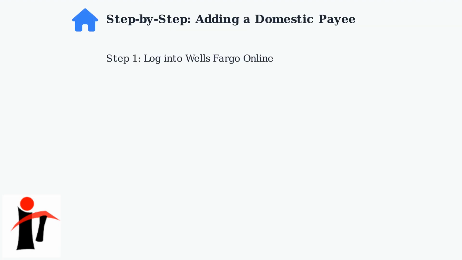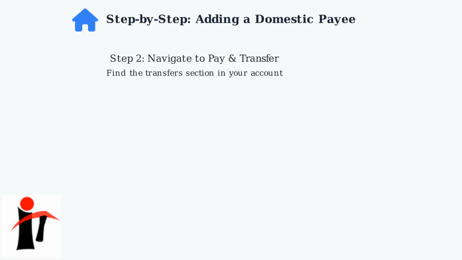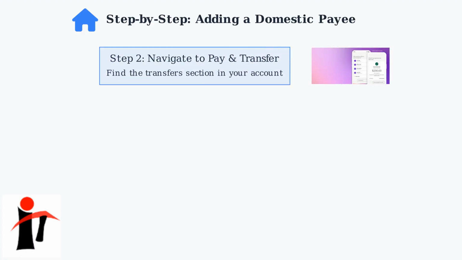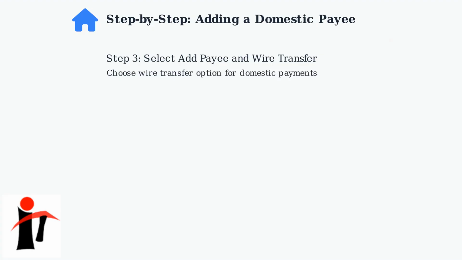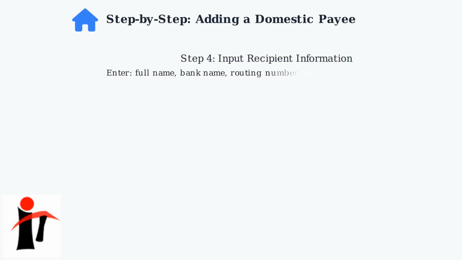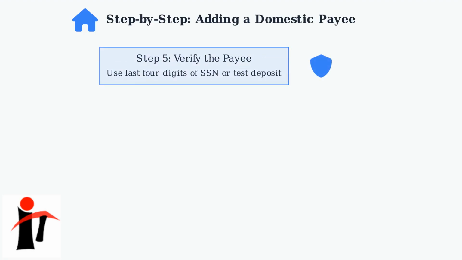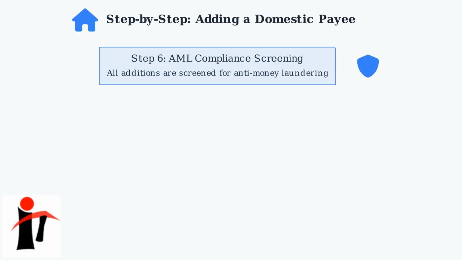First, log into your Wells Fargo online account using your username and password. Navigate to the Pay and Transfer section in your online banking dashboard. Select Add Payee, and then choose Wire Transfer from the available options. Input the recipient's information, including full name, bank name, routing number, and account type. You may need to verify the payee with the last 4 digits of their Social Security number or via a test deposit. All payee additions undergo screening for compliance with anti-money laundering laws.